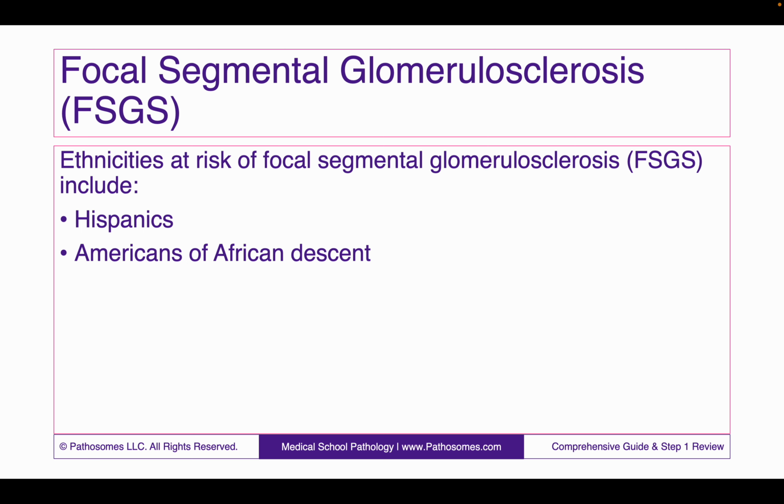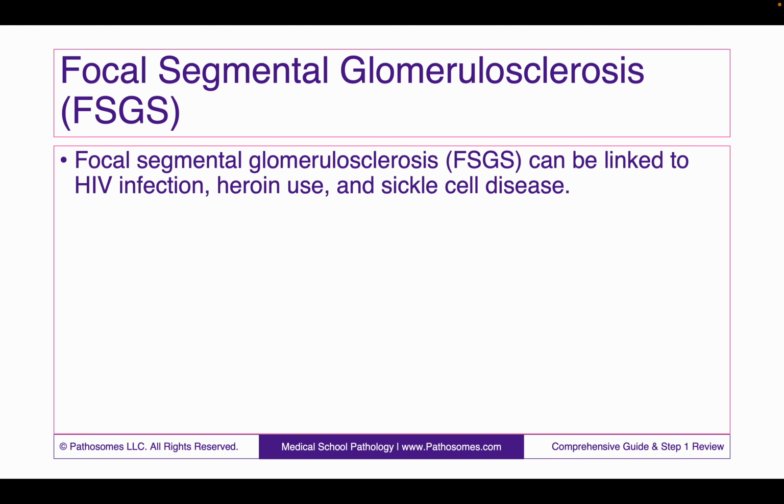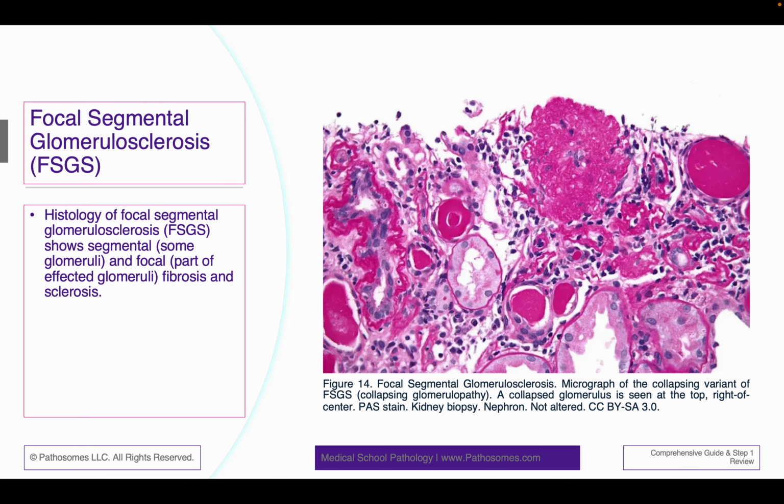Particular ethnicities are at risk of focal segmental glomerulosclerosis, which include Hispanics and patients of African-American descent. FSGS can also be linked to HIV infection, heroin use, and sickle cell disease. Histology of FSGS typically shows segmental and focal fibrosis and sclerosis, as we can see here in this image on the right.